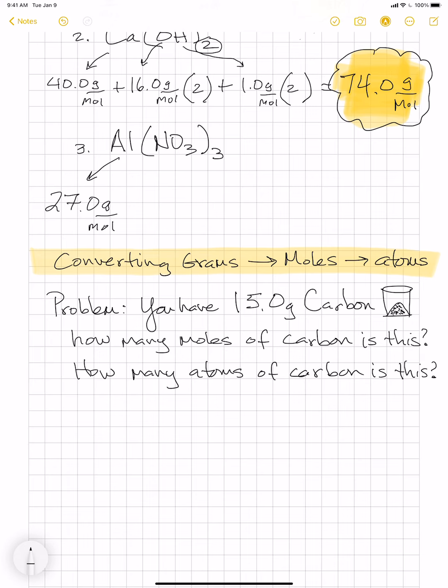All right, 27.0 plus, okay, nitrogen. So there's nitrogen here, but there's 3 nitrogens. So nitrogen, if you look at nitrogen, nitrogen's over in group 15, and it's 14.0 grams per mole. So 14.0 grams per mole, and we got to multiply it times 3, right? That's where that comes from.